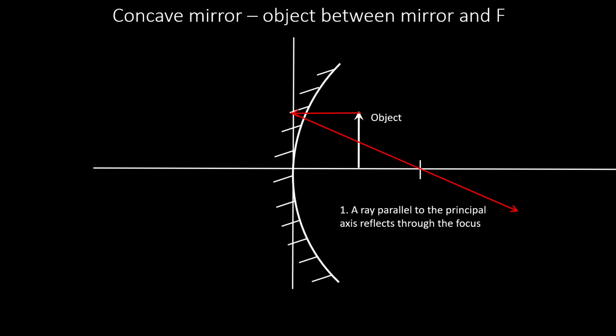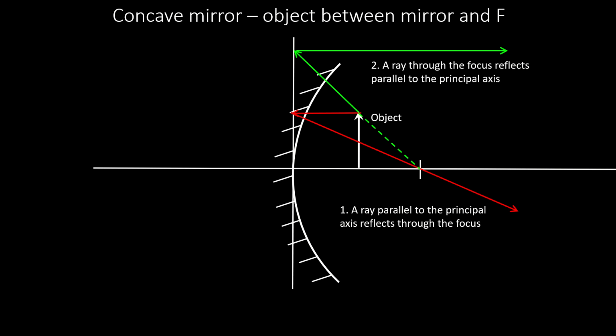Now, the next one is a bit tricky because if you drew a ray that went from there through the focus point, it would actually be going away from the mirror, which will never reflect off the mirror. So what we need to do is actually draw one going the other way. Imagine a ray that had come from the focus point and went past the top of the object like this. A ray that had gone through the focus point just past the top of the object will reflect parallel to the principal axis. Okay, so that one's a little bit tricky.